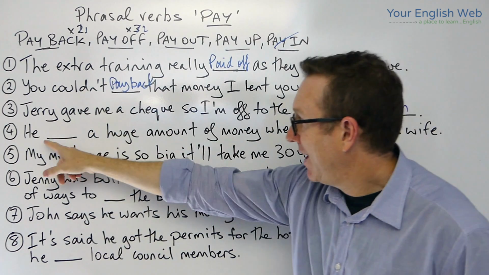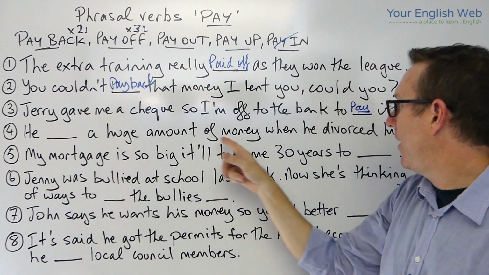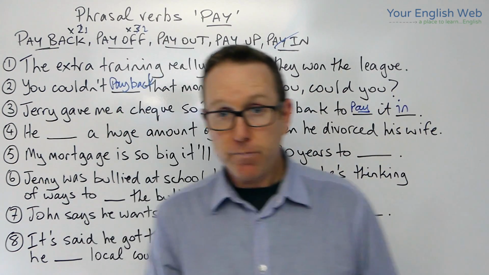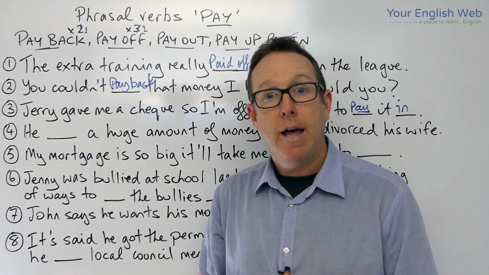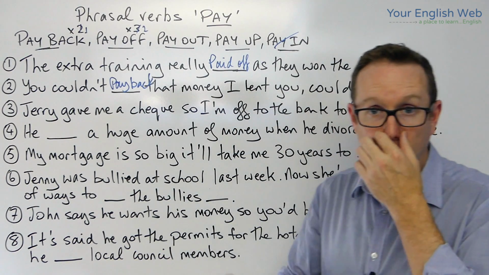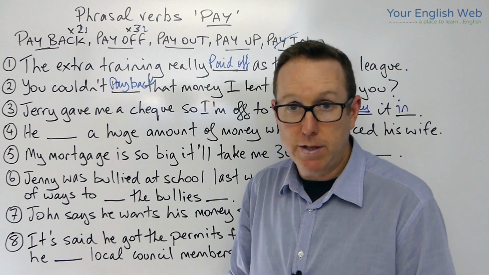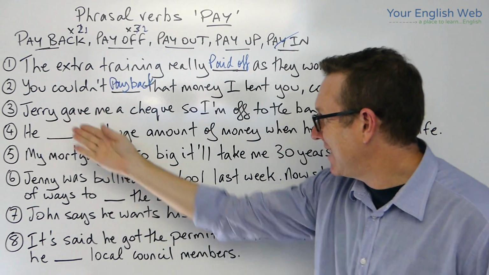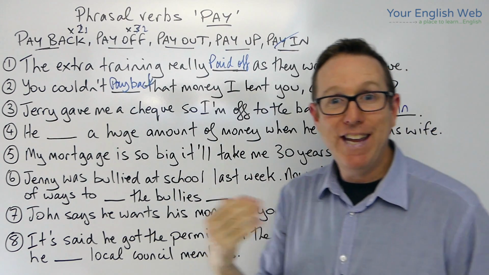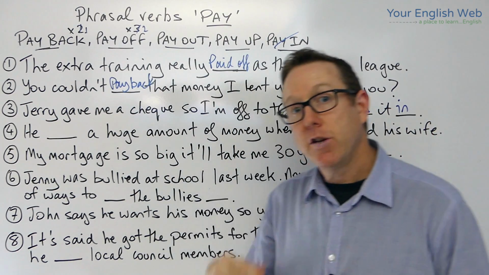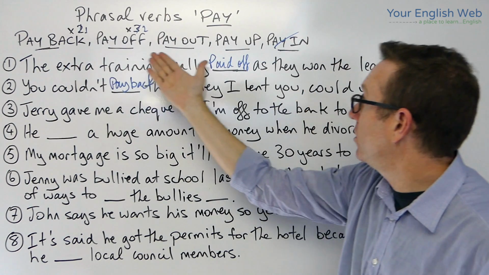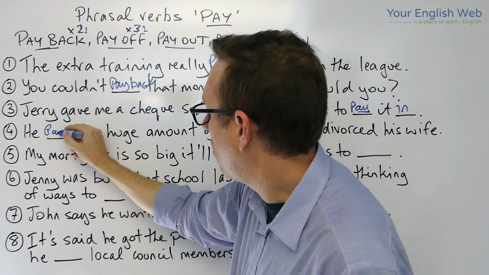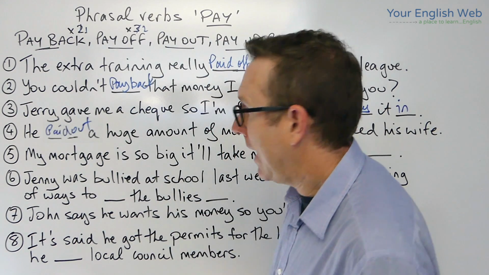Now, number 4. He something a huge amount of money when he divorced his wife. So he was married. He decided to get divorced, or his wife decided to divorce him. I don't know what happened exactly. So he had to pay something, a huge amount of money, when he divorced his wife. Okay, so when he divorced his wife, he had to pay. Okay, pay. He had to pay out.